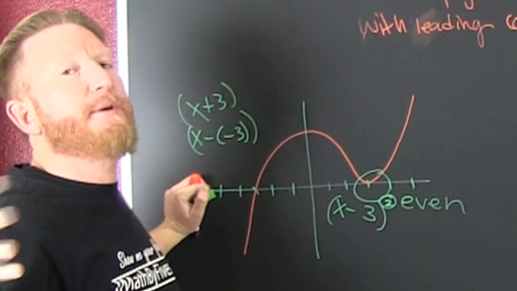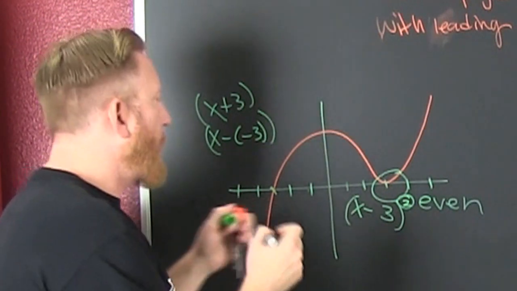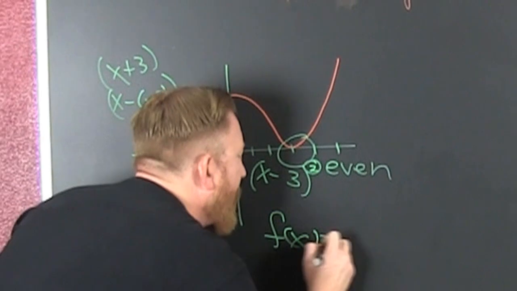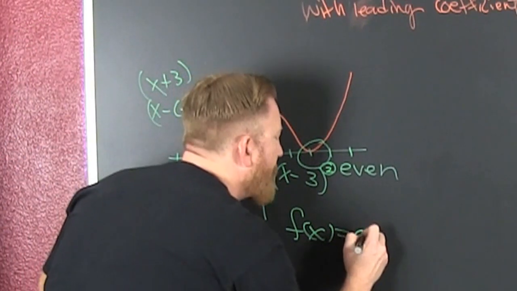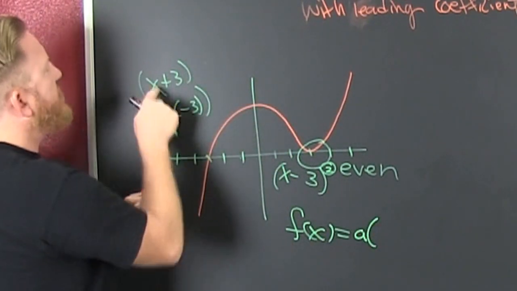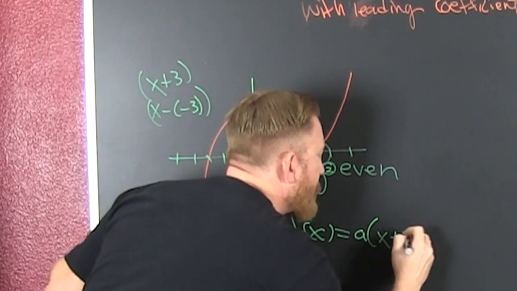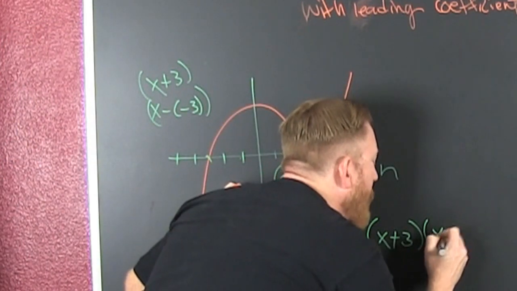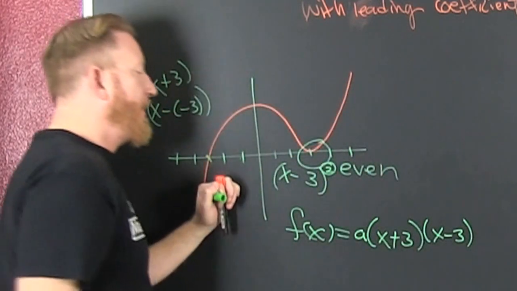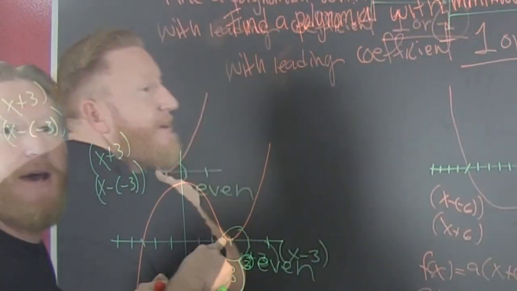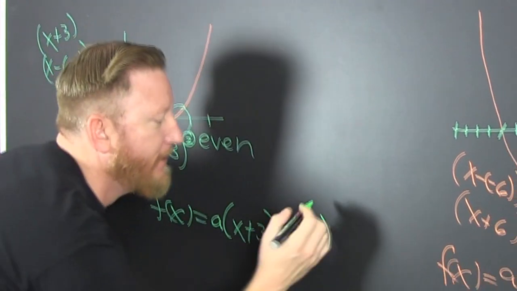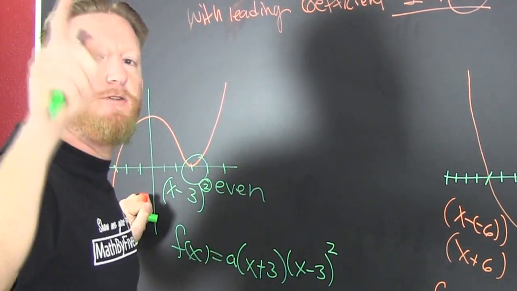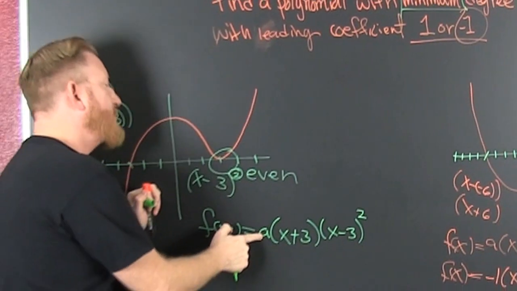Two. So before we say bye-bye to this problem, let's go ahead and write up that polynomial. That f of x is going to have my a, and this is an x plus 3, and then an x minus 3, but that's a bounce, that's not a cross. And so that's degree two, but we need to deduce what our leading coefficient is going to be.